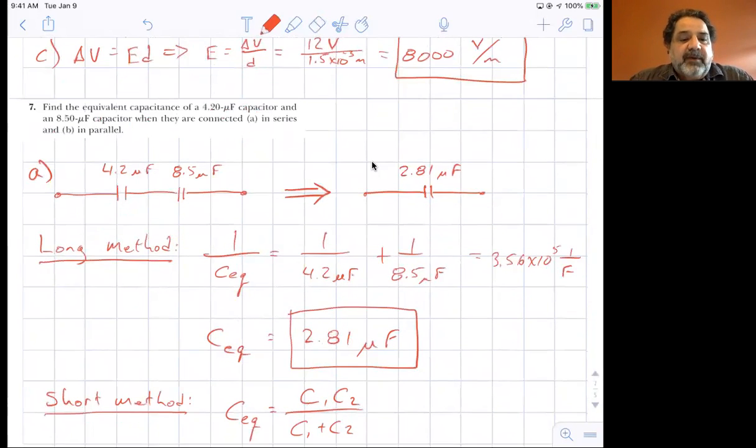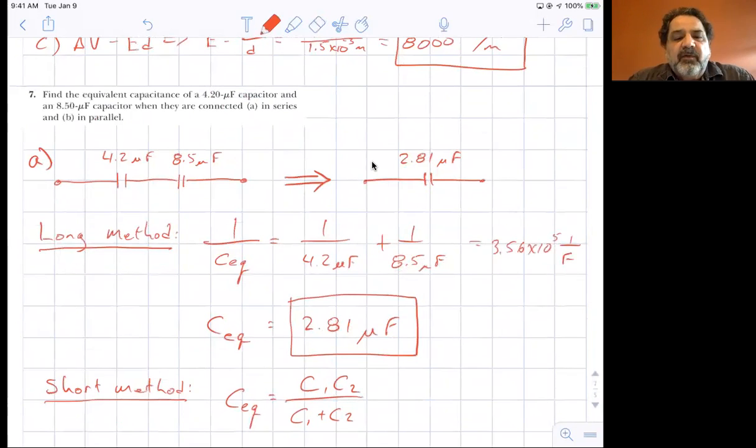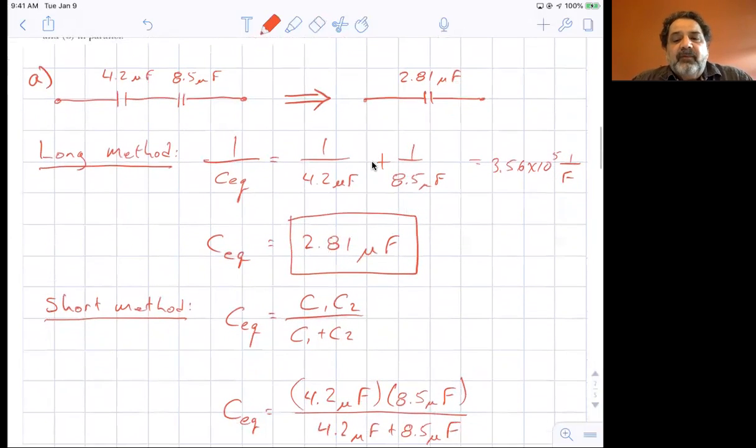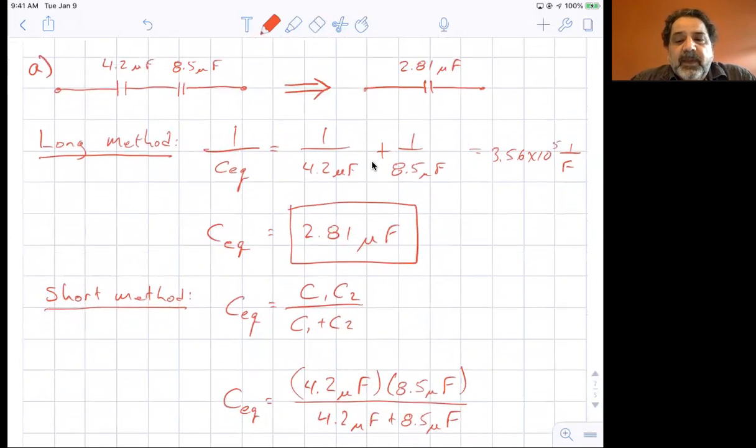Now problem 7. Find the equivalent capacitance of a 4.2 microfarad capacitor and an 8.5 microfarad capacitor when they are connected A in series and B in parallel. Well, so you have a 4.2 microfarad capacitor and an 8.5 microfarad capacitor. This is for later. I mean, we have to calculate it first.